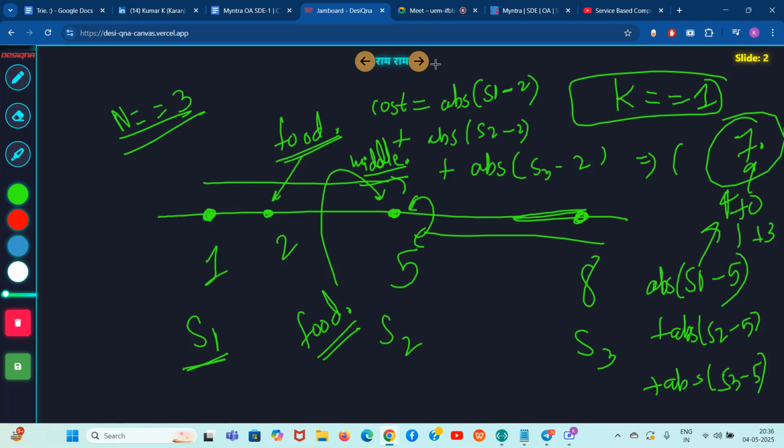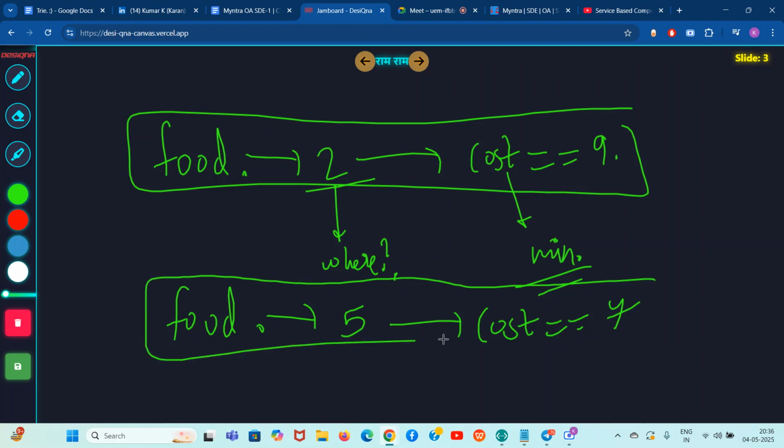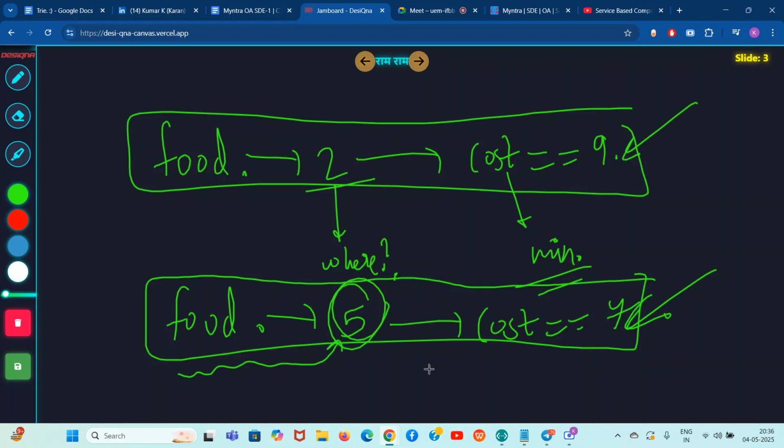You got a minimum cost. If you keep the food at 5, the cost is 7. You are able to reduce the total displacement of the squirrels if you optimally place your food at position number 5. It gives a minimum cost compared to earlier. So what is the final answer? The food should be kept at coordinate number 5, and the minimum cost of doing that will be 7.